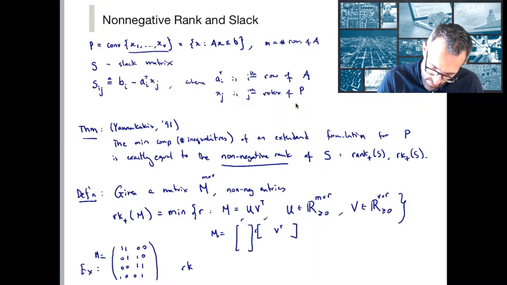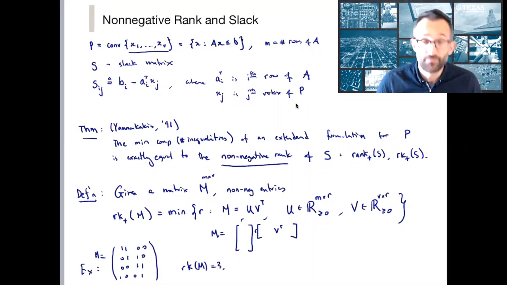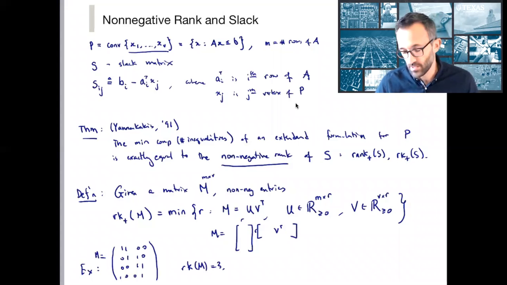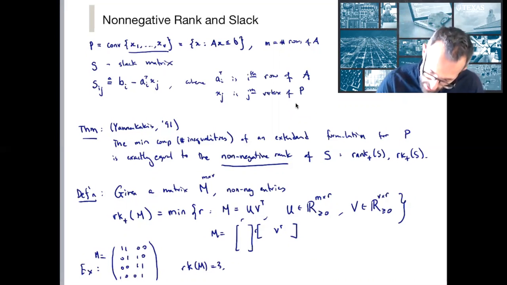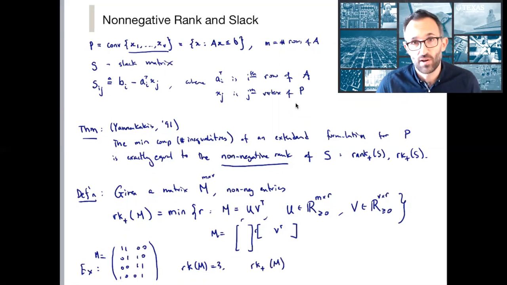So certainly the rank of M is equal to 3, but with some work you can check that its non-negative rank is actually 4. Its non-negative rank can be at most 4, since the matrix itself is 4 by 4. But this is a simple example that shows that the non-negative rank can be different than the rank.